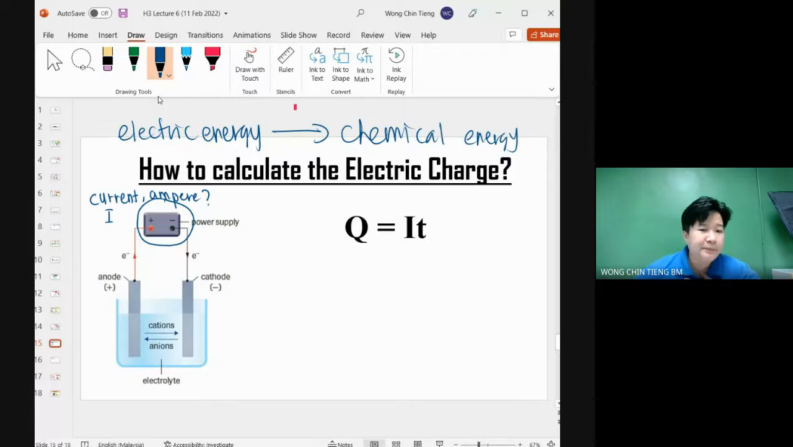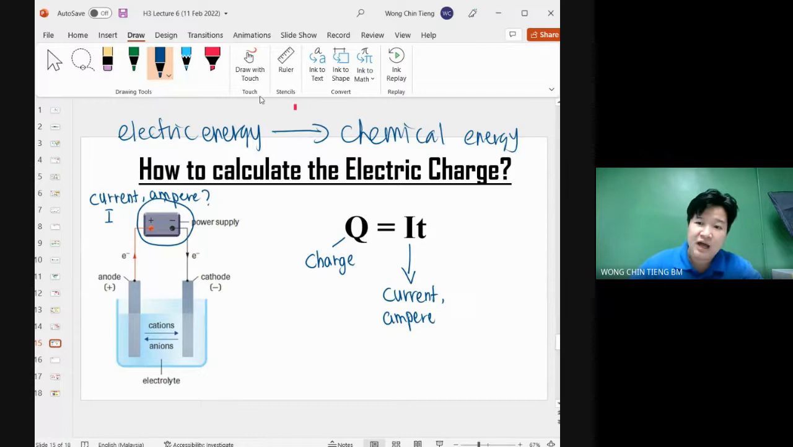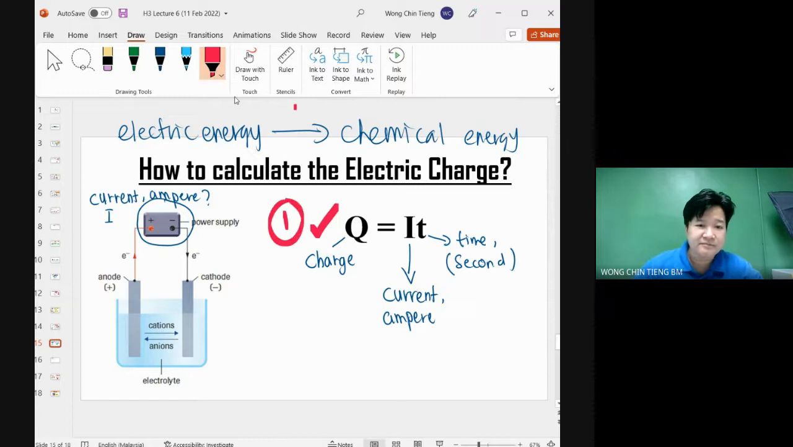Tapi apa yang kita nak tahu adalah we want to know the charge. Alright? The Q, the charge. The I adalah the current yang kita tahu, in ampere. Alright? And most important, the time over here, t kecil adalah time, must be in second. Q equals to It, sahaja dah satu markah.